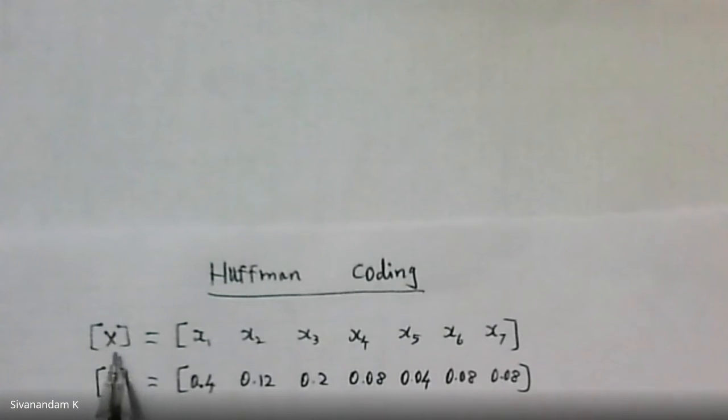The given message set consists of 7 messages named x1, x2, x3, x4, x5, x6 and x7. The next set is the probability set. The respective probability values of each and every message are 0.4, 0.12, 0.2, 0.08, 0.04, 0.08 and 0.08.